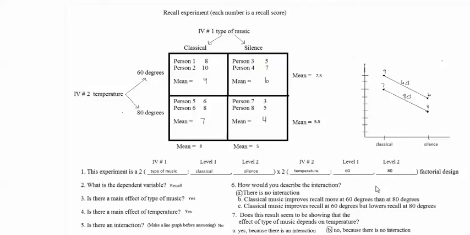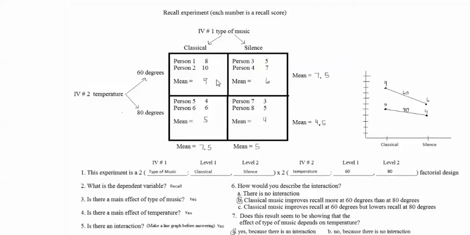Now let's take a look at the next one. Here we have a different result. I just did these calculations over again with these new numbers. The two column means are different for classical and silence, so there is a main effective type of music. The two row means for 60 and 80 degrees are different right here, so there is a main effective temperature. And in the first row, we have a difference of 3, because the difference between 6 and 9 is 3. And in row 2, the difference is only 1, because the difference between 4 and 5 is only 1. So since the difference is not the same in the two rows, there is an interaction.